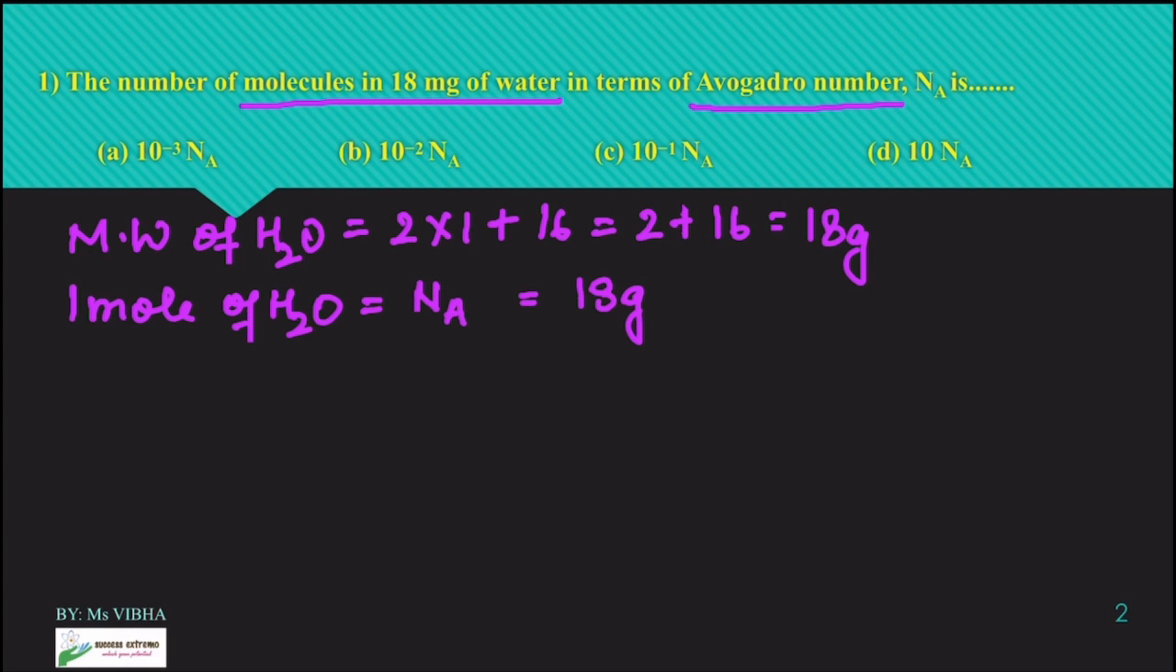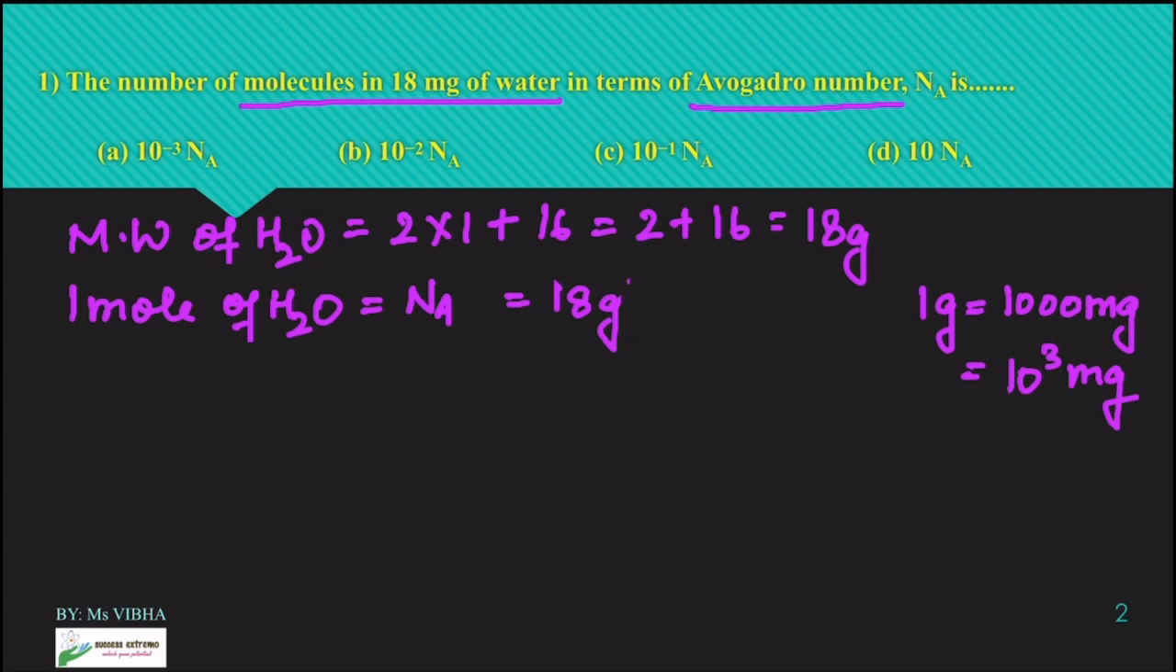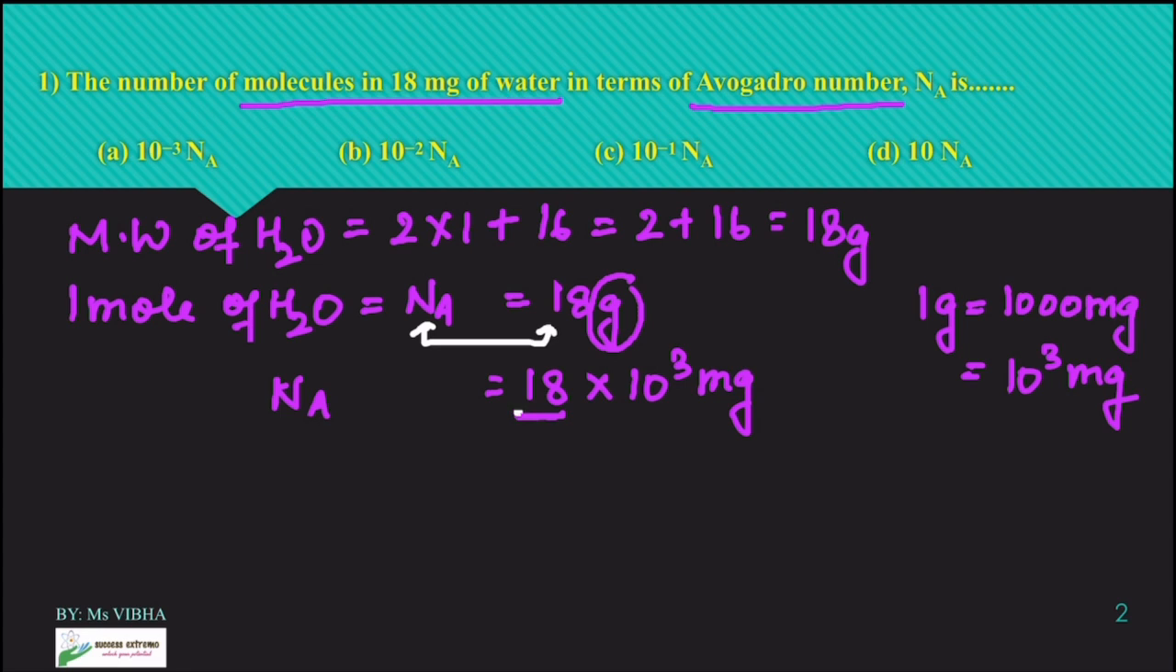Now we have to calculate in 18 milligrams. We know that 1 gram is equal to 1000 milligrams, which can be written as 10 raised to power 3 milligrams. So we will convert this gram into milligrams, that is 18 into 10 raised to power 3 milligrams of water comes out to be Avogadro number. We are taking these two relationships. We require the number of molecules in 18 milligrams.